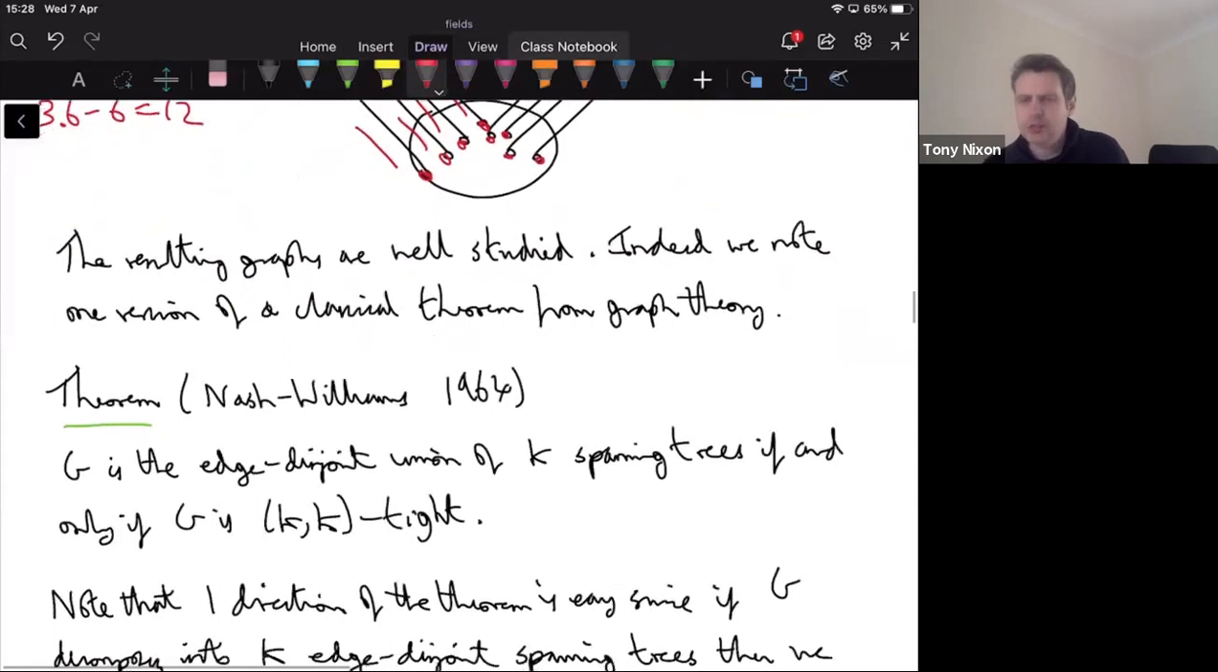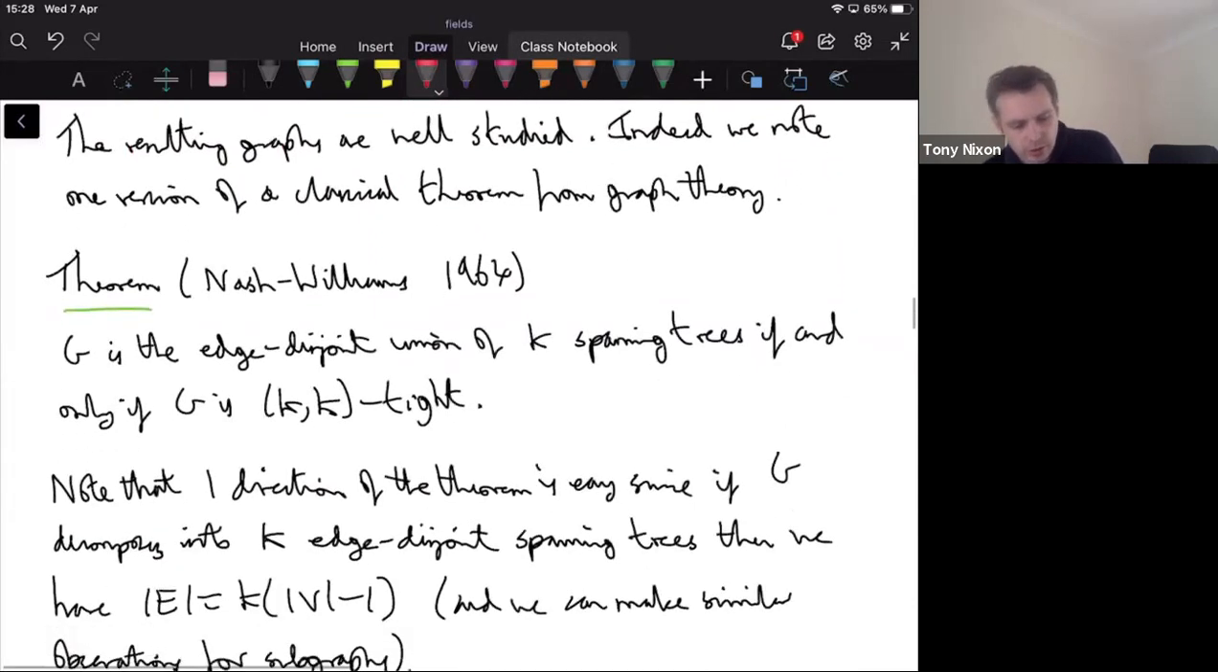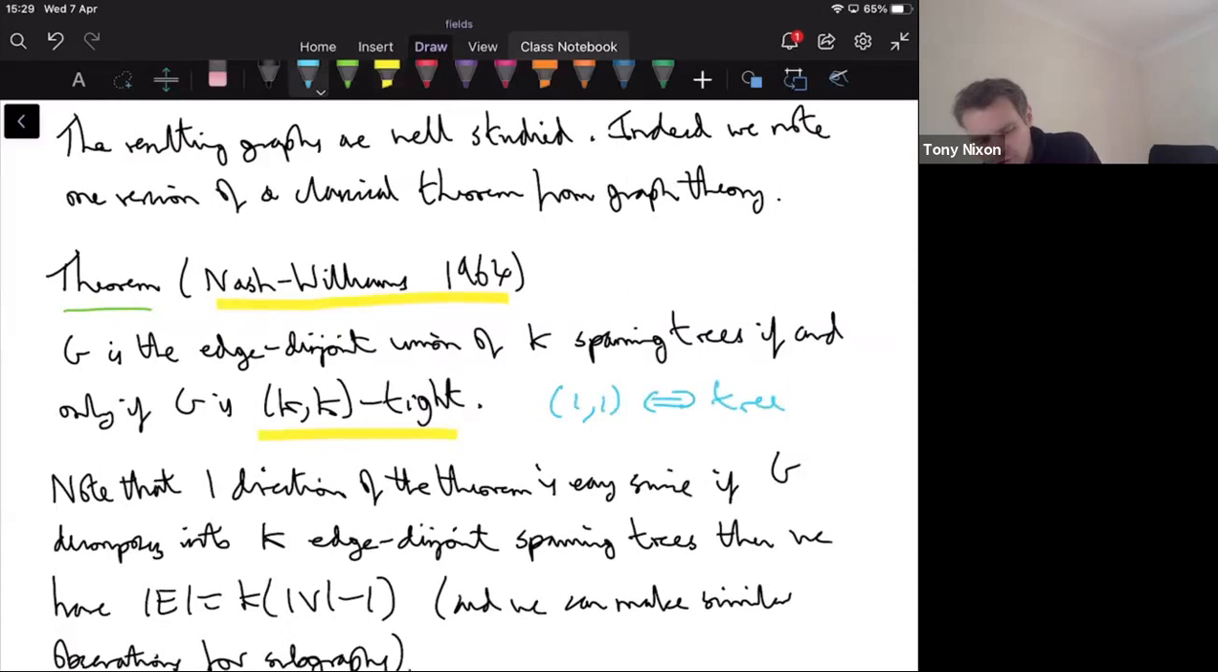Okay, so these K, K tight graphs are very natural in graph theory and combinatorial optimization. And the starting point for that is a theorem of Nash-Williams from the 60s that may also have been proved by Tutte around the same time, I think, which basically says that K, K tight graphs are exactly the graphs which decompose into K trees. So if K equals 1, then 1, 1 tight is exactly the definition of a tree. E equals V minus 1, and there's no subgraph that has too many edges, so there's no cycle in there, so it's just a tree.